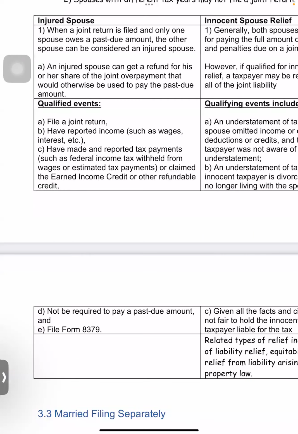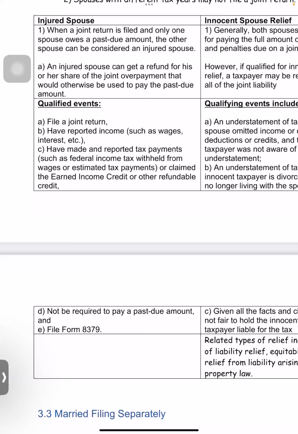Yesterday I mentioned, everyone please mute yourself. Yesterday what I mentioned was, make sure to write down the form numbers on the last page of your book. Yesterday we saw the extension form. Today, for filing the injured spouse relief, you have the form number 8379. You can just write it down on the last page of the book.